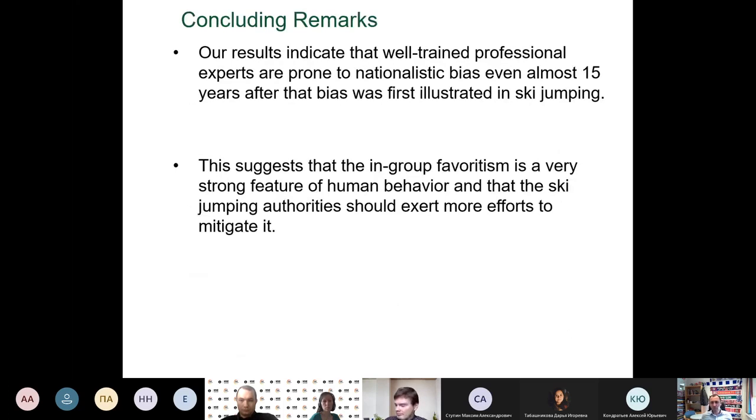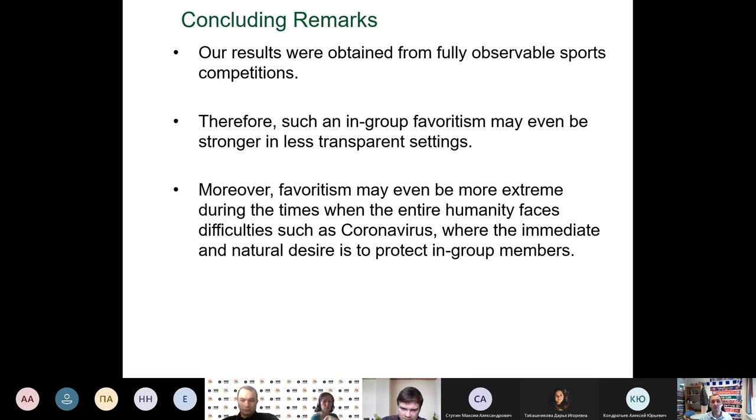So let's conclude. Our results indicate that well-trained professional experts, and I like this, professional experts, have so many biases and they're still experts. They are prone to nationalistic bias even almost 15 years after that bias was first illustrated in ski jumping. This suggests that in-group favoritism is a very strong feature of human behavior and that the ski jumping authorities should exert more effort to mitigate it. Maybe less effort in Norway, but much more effort in other countries.